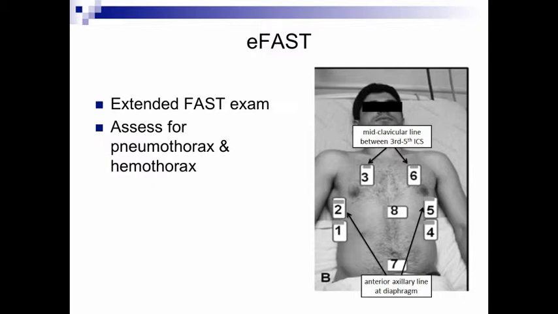And the extended portion of the FAST exam is that in addition to obtaining a subxiphoid, hepatorenal, splenorenal, and suprapubic view, they'll perform ultrasonography in the midclavicular line of the anterior chest from the clavicle down the anterior ribs in order to assess for a pneumothorax by looking for lung sliding and seashore versus stratosphere signs.